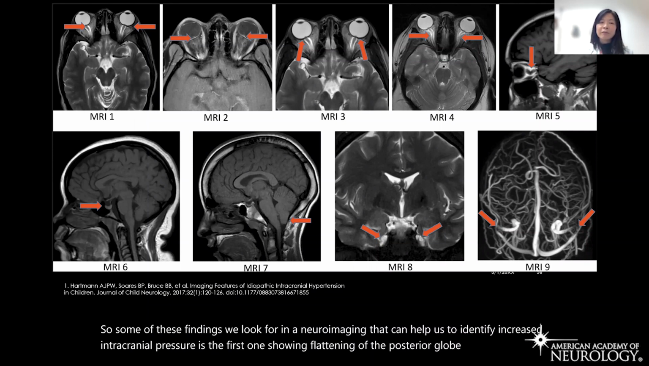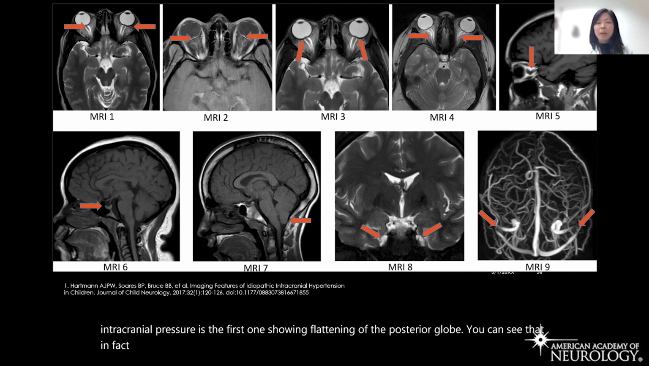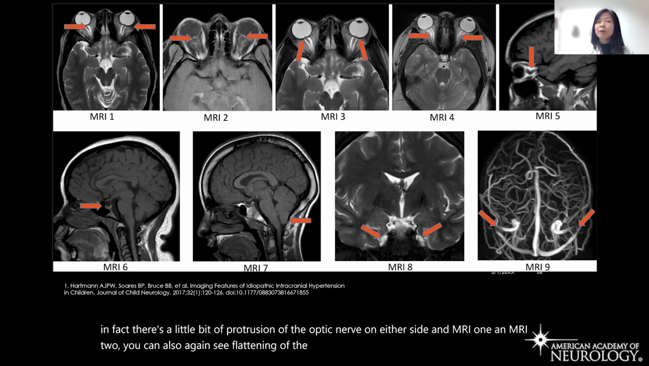You can see that, in fact, there's a little bit of protrusion of the optic nerve in either side in MRI 1. In MRI 2, you can also, again, see flattening of the posterior globe due to pressure pushing forward.